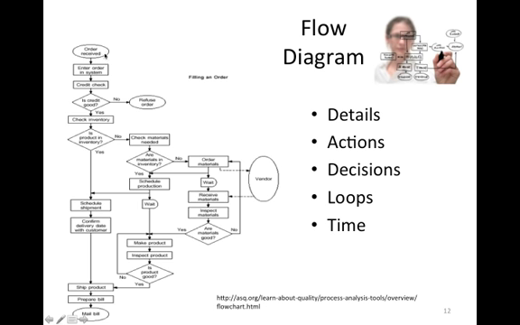So in this case, the order is received. The order is entered into the system. The credit is checked, and now we have a decision point. Is the credit good? If it's not good, we're going to refuse the order. If the credit is good, we're going to check the inventory. Then when we check the inventory, we're going to have another decision to make. Is the product in inventory? If it's not, we're going to get the materials needed.